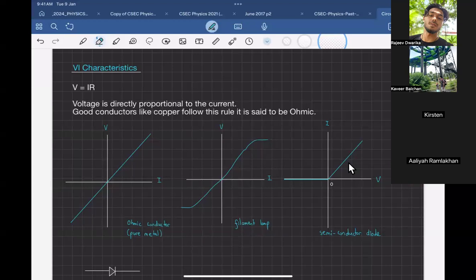First of all, V is equal to IR. That's a linear relationship. If you compare it to y is equal to mx plus c, it's linear, so that's supposed to form a line, which is the only graph that obeys Ohm's law. The first one. That's why we call it ohmic, because it follows Ohm's law. The others don't follow Ohm's law. They only follow Ohm's law for a certain part of the graph.